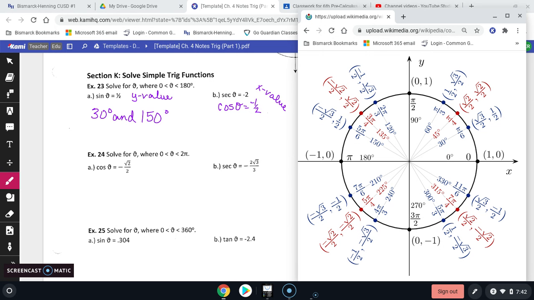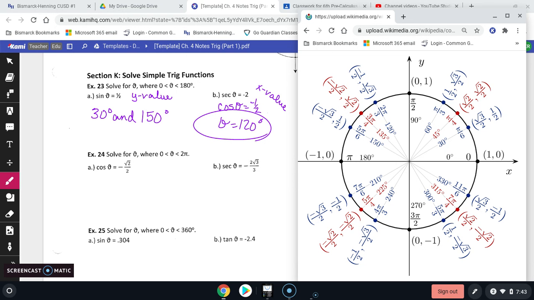Okay, there is not going to be one in the first quadrant because remember all 6 trig functions are positive in the first quadrant, and this says cosine is negative. So in your second quadrant, you will find theta is 120 degrees, and that gives you an x value of negative 1/2.